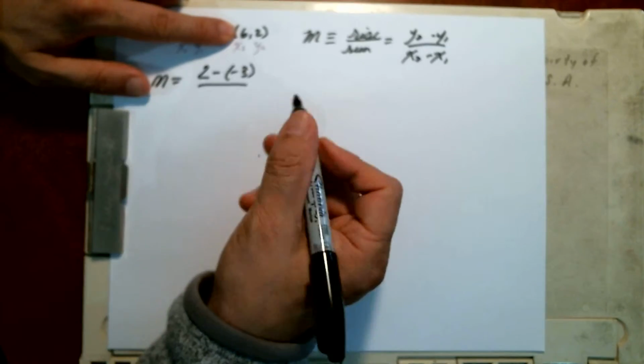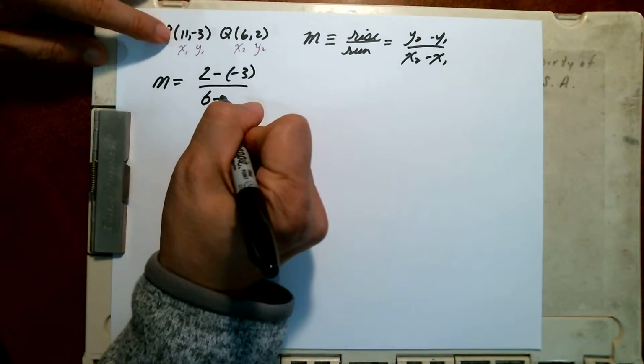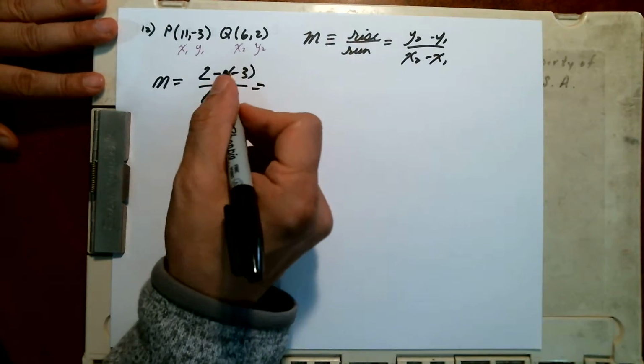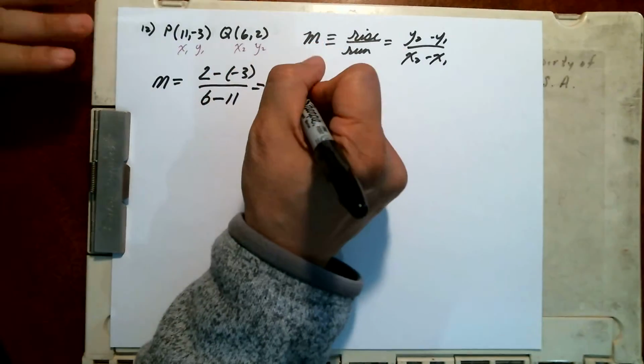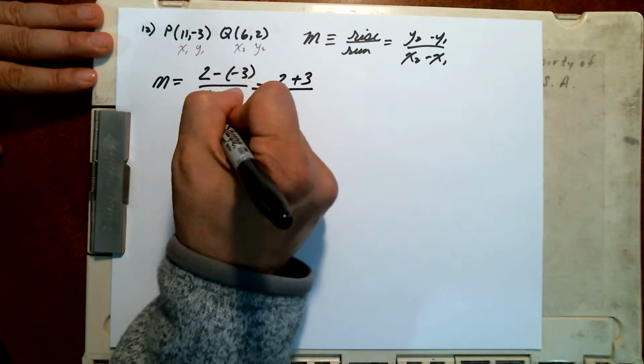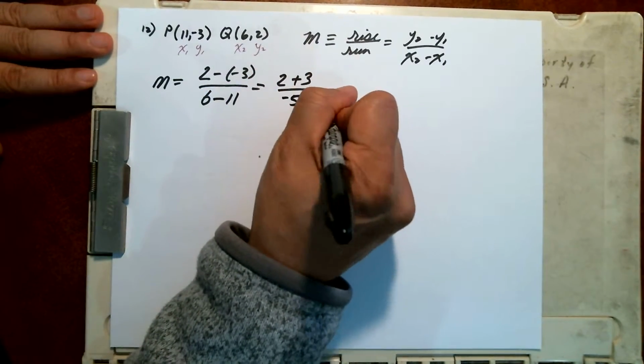And I like to point as I go. X2 is 6 minus 11. Let's evaluate that. That's 2 minus the -3 is 2 plus 3, all over 6 minus 11 is negative 5.